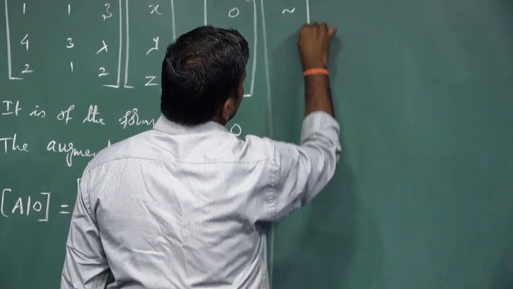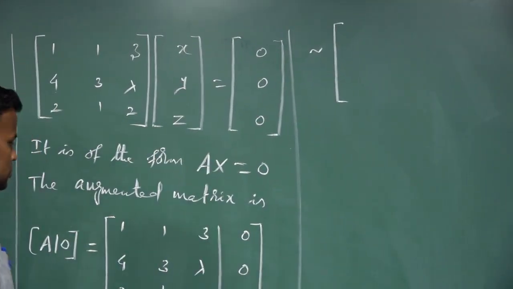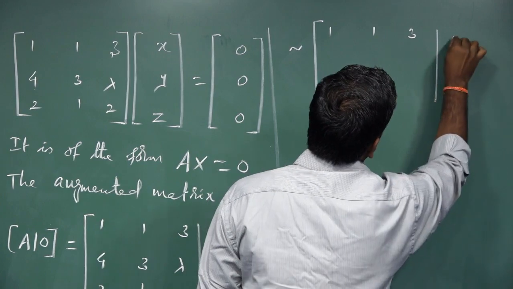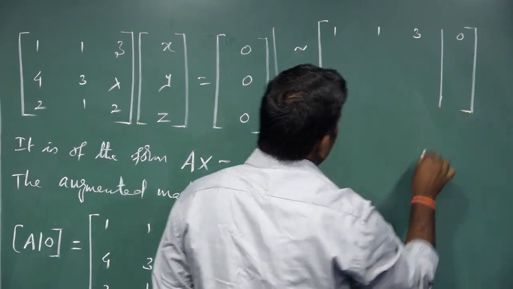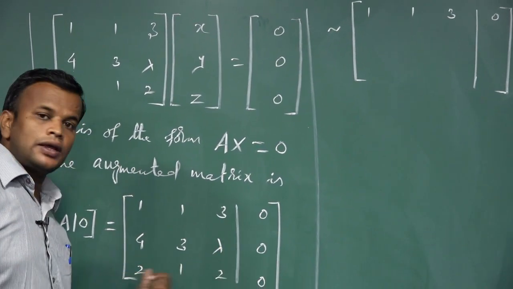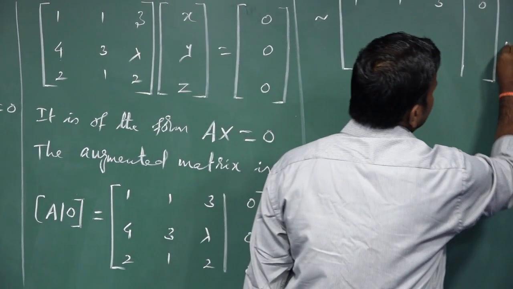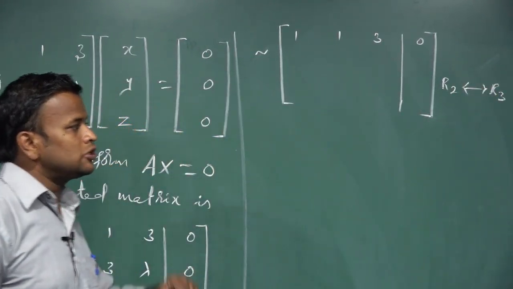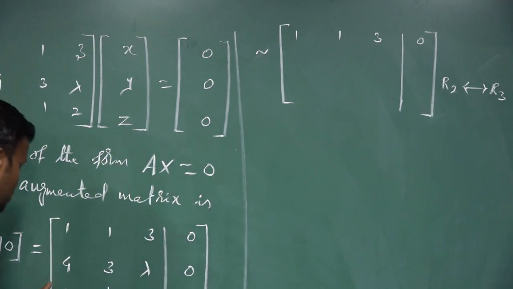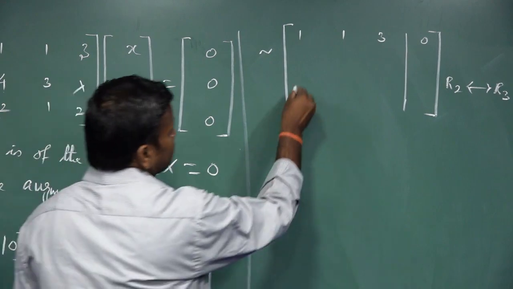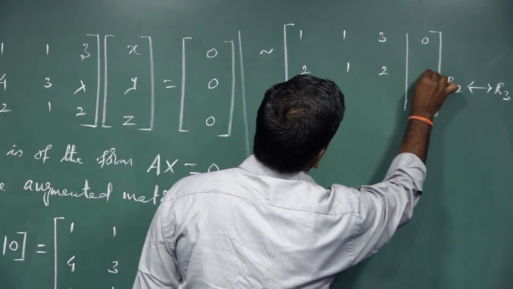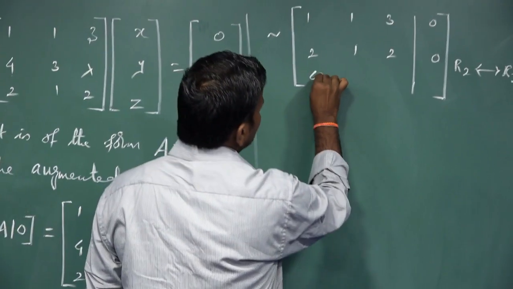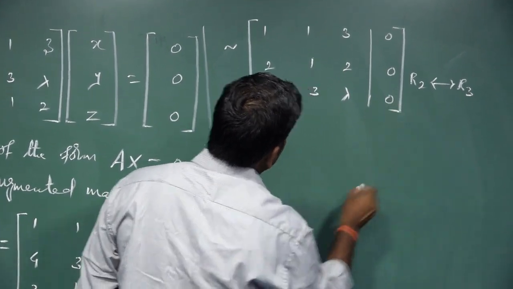We write the equivalent symbol. We write the first row as it is: 1, 1, 3, 0. Now I interchange the second row and third row, R2 interchange R3. The third row becomes the second row, and the second row becomes the third row. The third row 2, 1, 2, 0 becomes the second row, and the second row 4, 3, lambda, 0 becomes the third row.